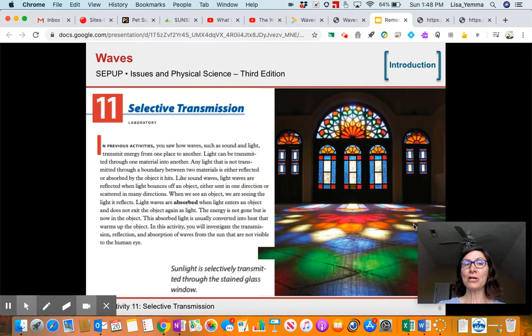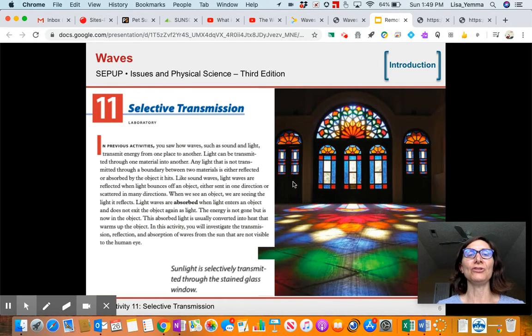Activity 11, selective transmission, is a laboratory, so we will make do. And much like activity 10, it's really fun, and I wish we could go outside and do this. But alas, we will watch a video and still be together virtually.